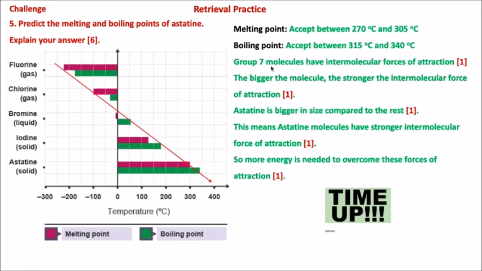So what I did was very simple, to say that group 7 molecules have intermolecular forces of attraction. The bigger the molecule, the stronger the intermolecular force of attraction. So that one point, another point. Talk about further that particular element is bigger in size compared to the rest. So it means that that molecule will have stronger intermolecular force of attraction. If you write your answer without the word intermolecular, you still get it correct. So some students will write, and that means that Einstein molecules have stronger force of attraction. It still gets you the mark.